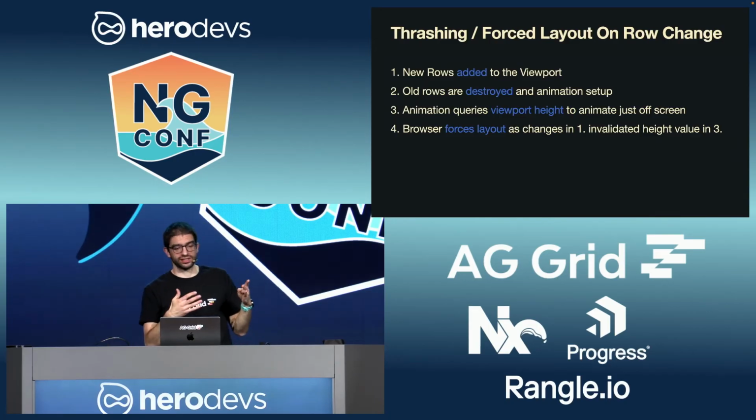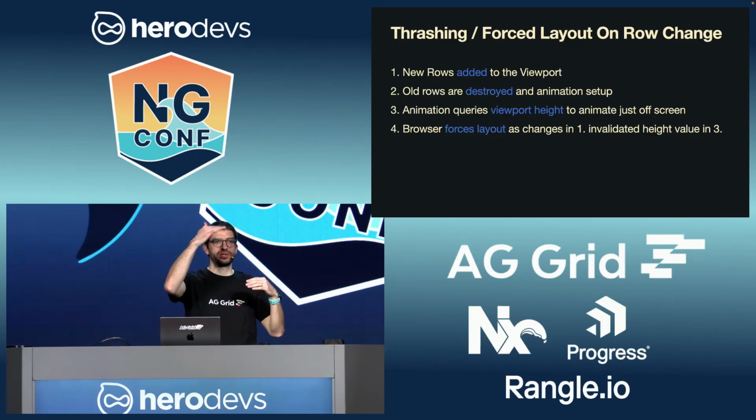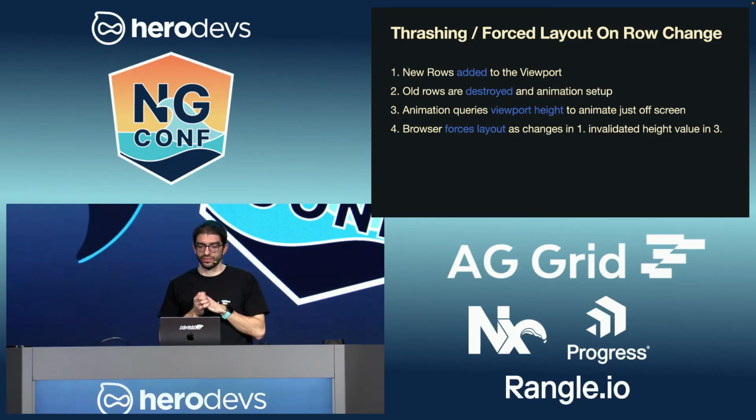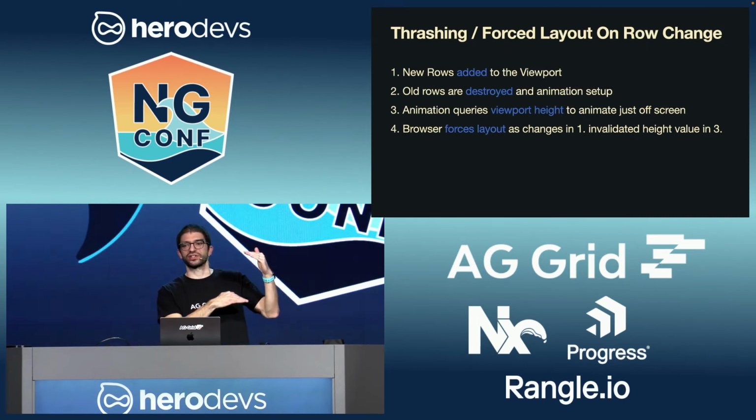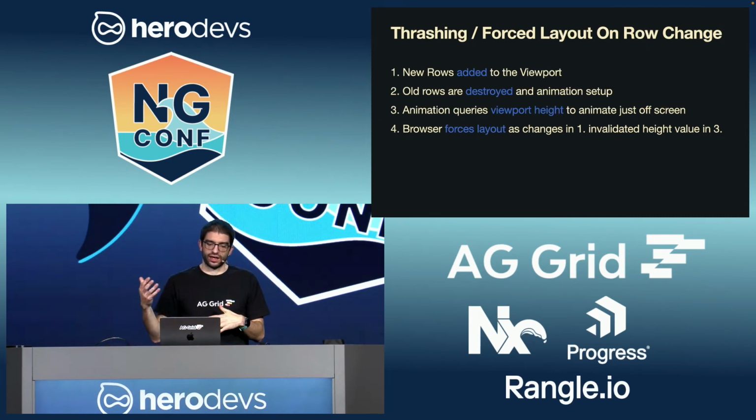So what would happen is, the new rows would be added, we'd set up these animations, and at that point, we'd change the DOM elements in the grid. So now when we went to query the viewport height, the browser says, well, something's changed. I'm going to have to force the layout so I can give you an accurate viewport height. So it'd force the layout to be run, and then give us the viewport height, and it slows everything down.